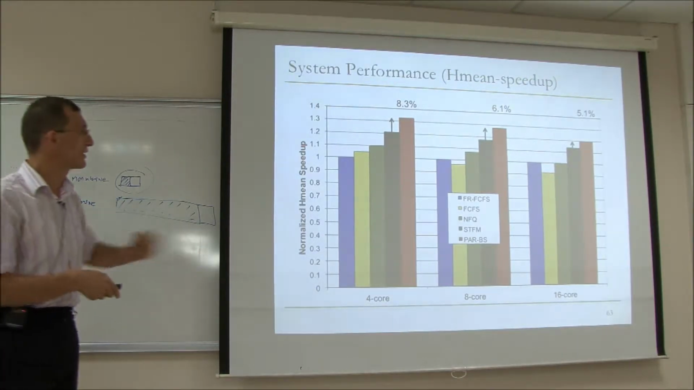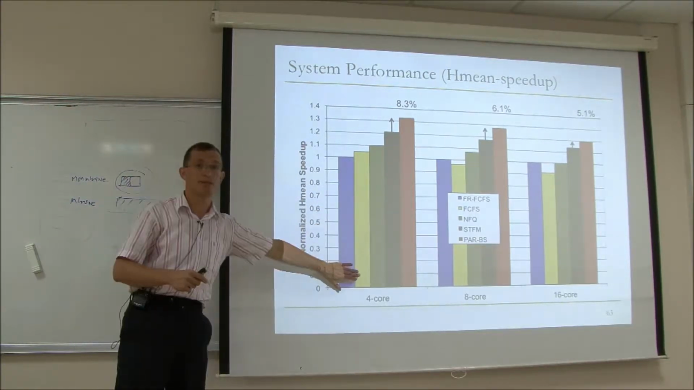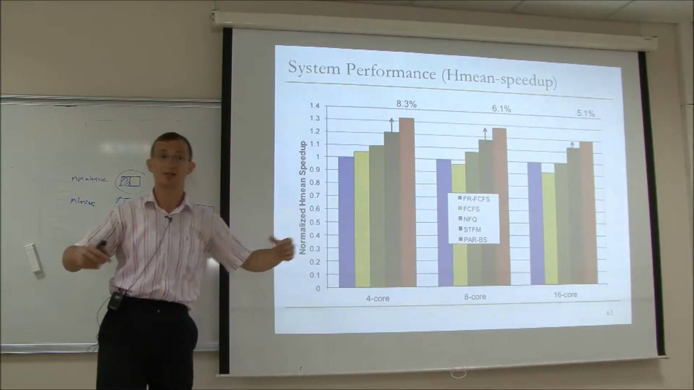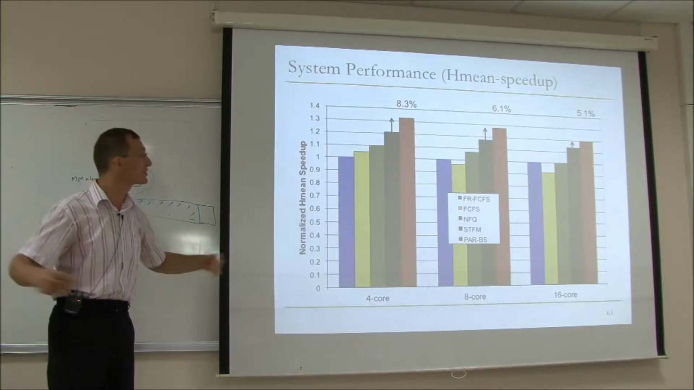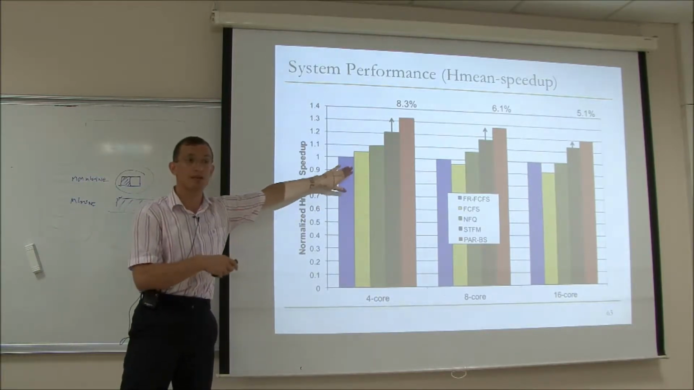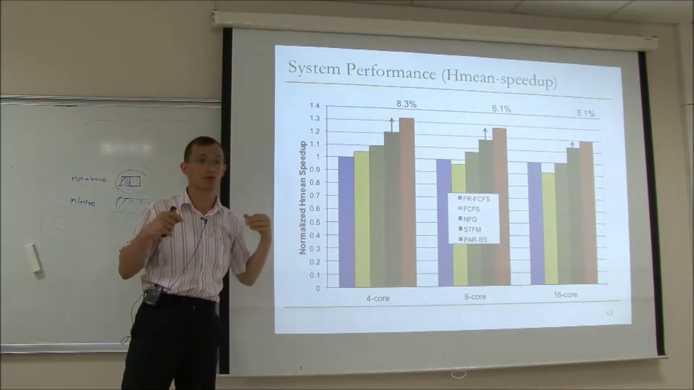And there are two reasons for this. One is because parallelism over batch scheduling preserves parallelism, it actually reduces the average stall time of each thread. And as a result, performance improves. And the second is, this also improves fairness. It's more fair than stall time fair memory scheduling. As a result, core utilization improves. So you get better system performance due to two reasons.